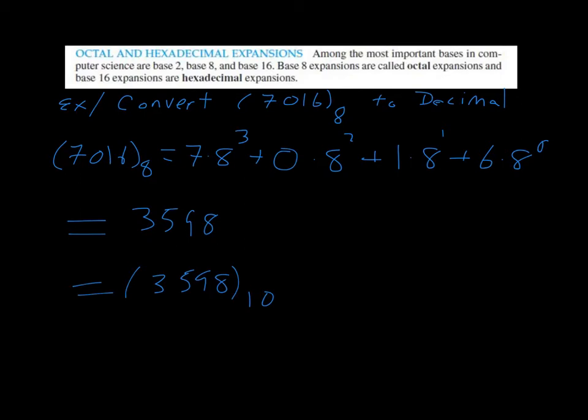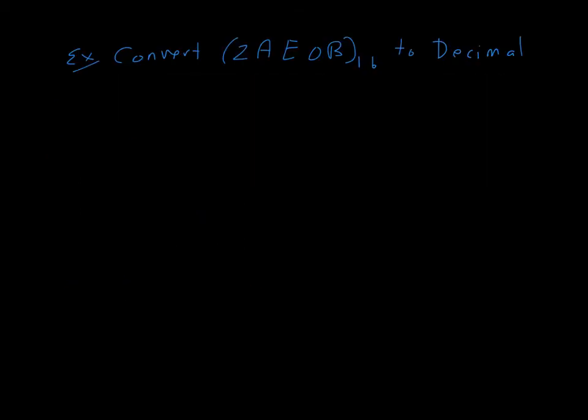And now let's do an example with hexadecimal, and it's going to work the exact same way. The only thing that's different is to think about what the digits are going to be for hexadecimal. That's where these letters are going to come from. Remember, your digits are going to be positive integers that are smaller than your base. So for decimal, our digits were 0 through 9. For binary, our digits were 0 and 1. For octal, the digits are 0 through 7. So for hexadecimal, our digits are going to be 0 through 15.